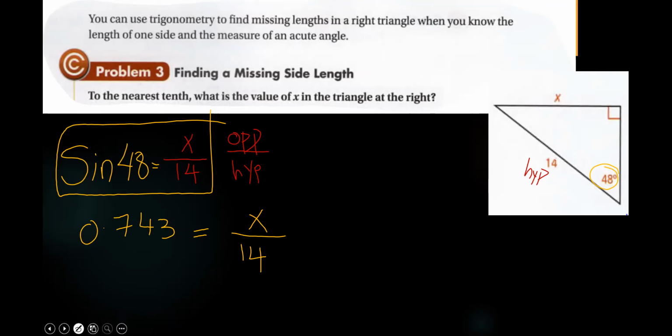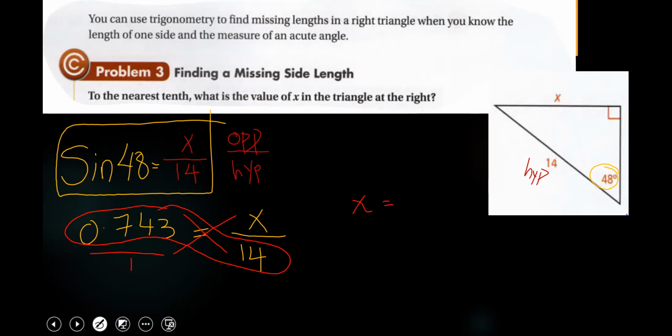Then, by cross product, you will say x times 1, which is x, equals 14 times 0.743. Multiply 14 by 0.743, and you will find that the length of the side x is 10.4.